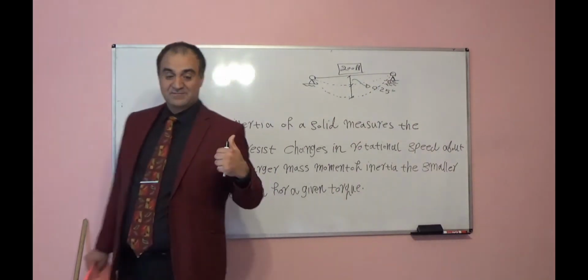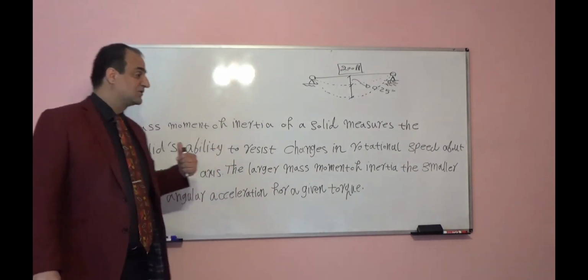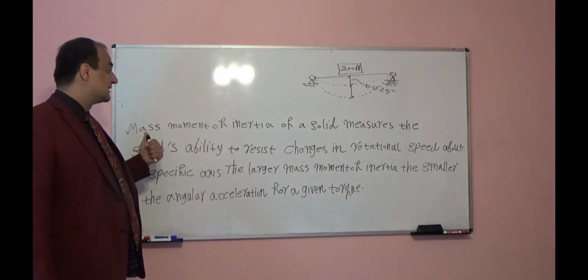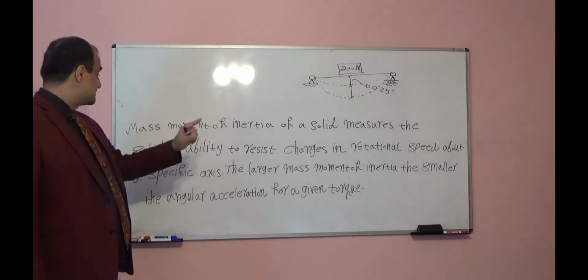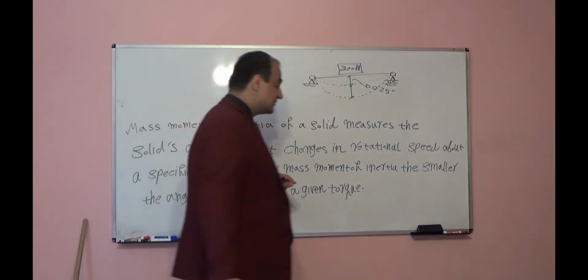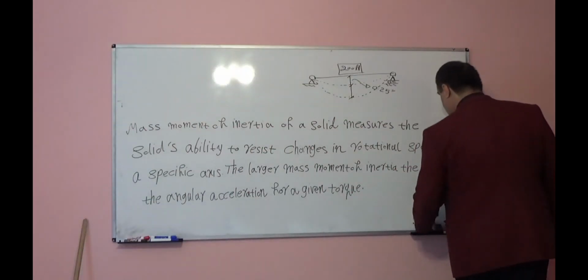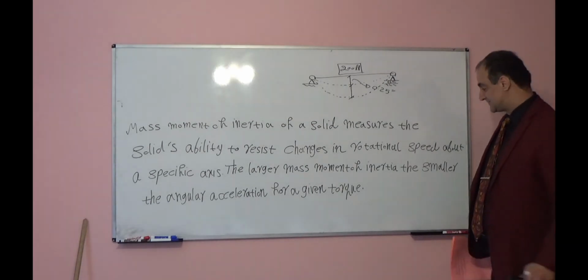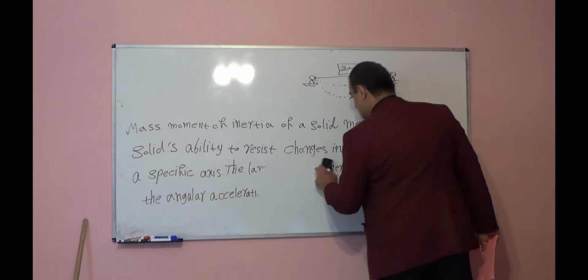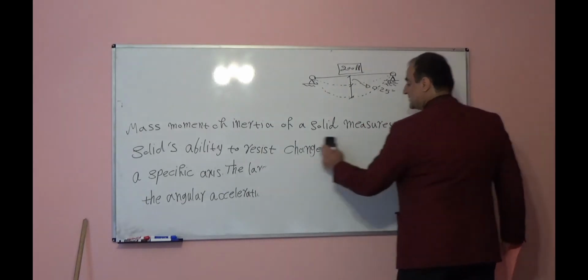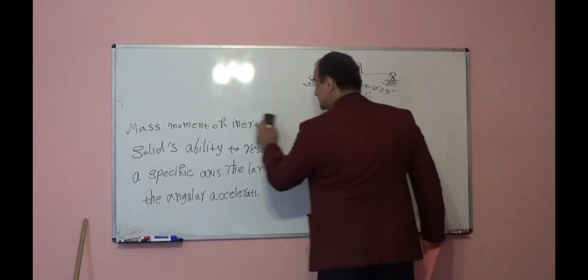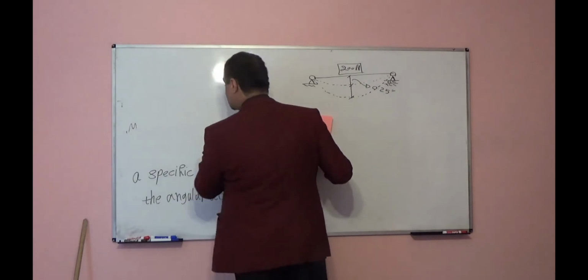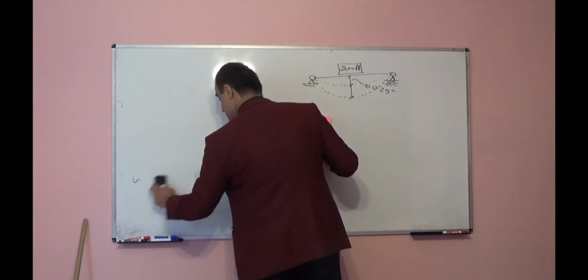But mass moment of inertia we will use in dynamic course, in physics. Mass moment of inertia measures the solid's ability to resist changes in rotational speed against a specific axis. Again, mass moment of inertia is shown using I. We will show it with I.